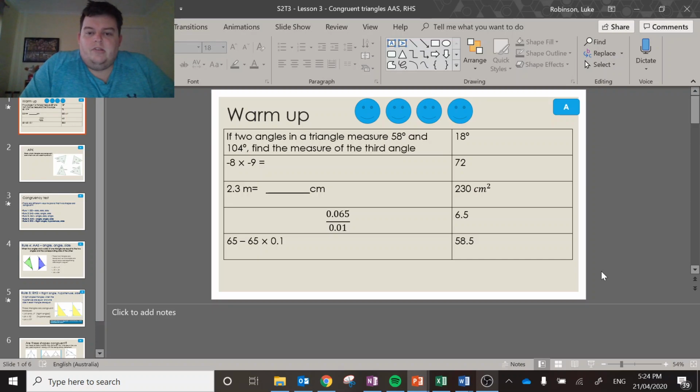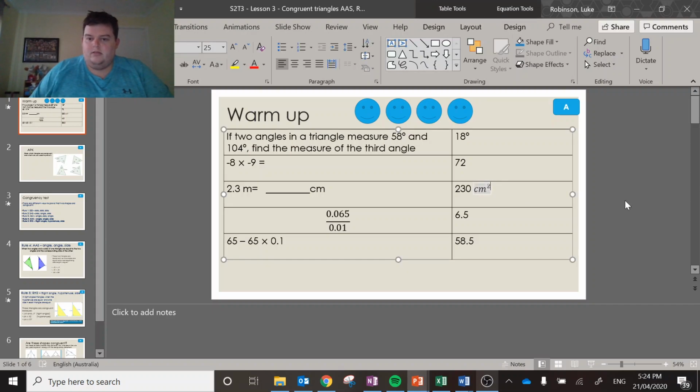2.3 meters to centimeters, you're multiplying by 100, which will give you 230 centimeters. Centimeters squared. An error on the other half, so just ignore that. Centimeters.